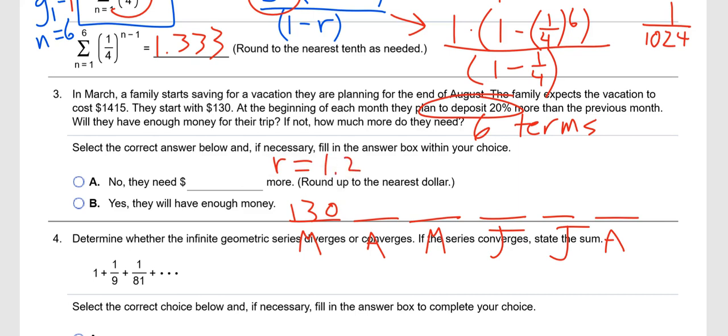1.2, thank you. We talked about how it was 100%, and if you increase it by 20%, that's going to give you 120%, which is where that multiplier 1.2 is coming from. Okay. So we got the multiplier, we know the number of terms. Do we know the first term? Yes, we do. We've got all the pieces we need.